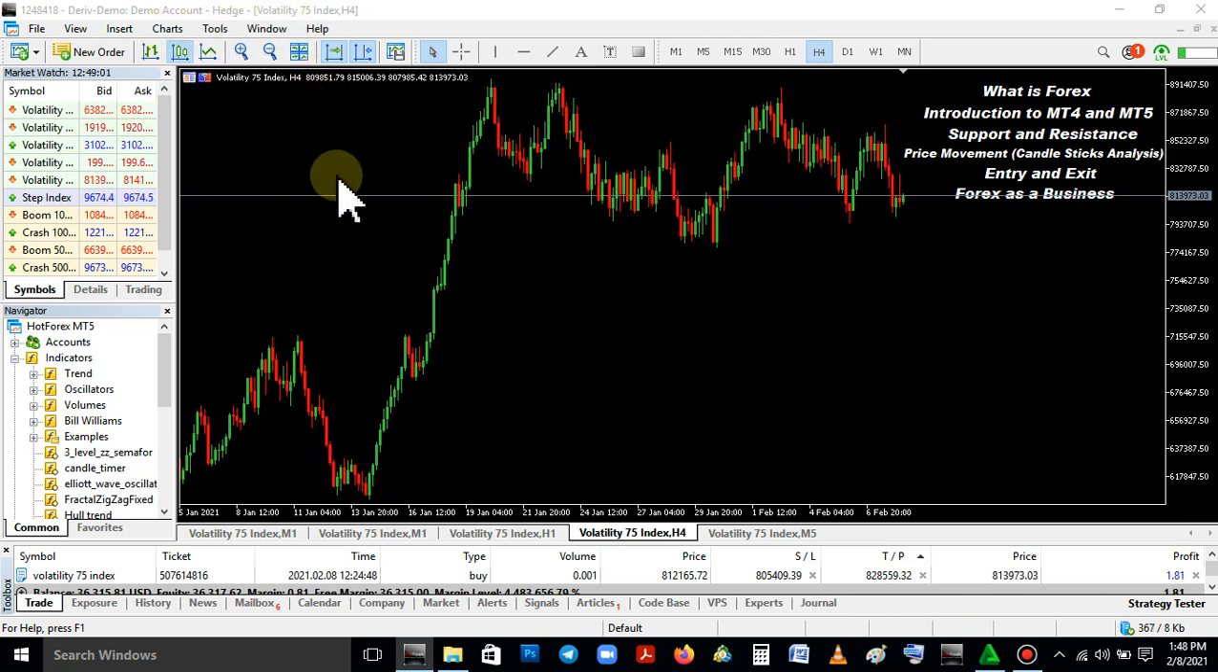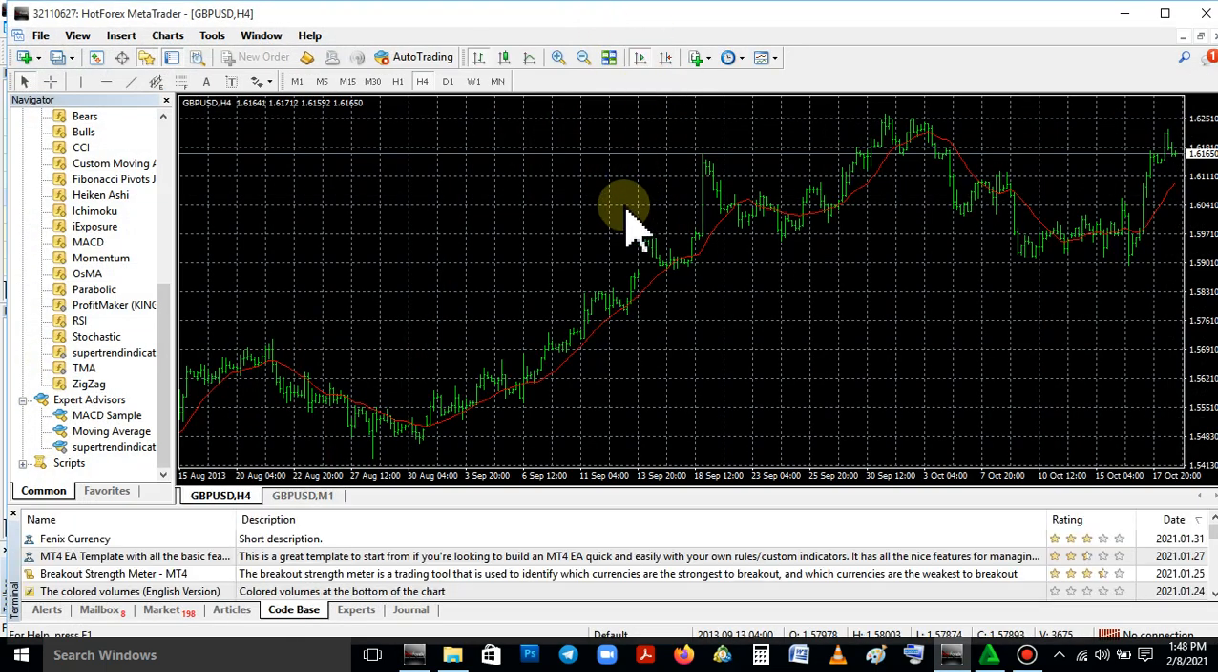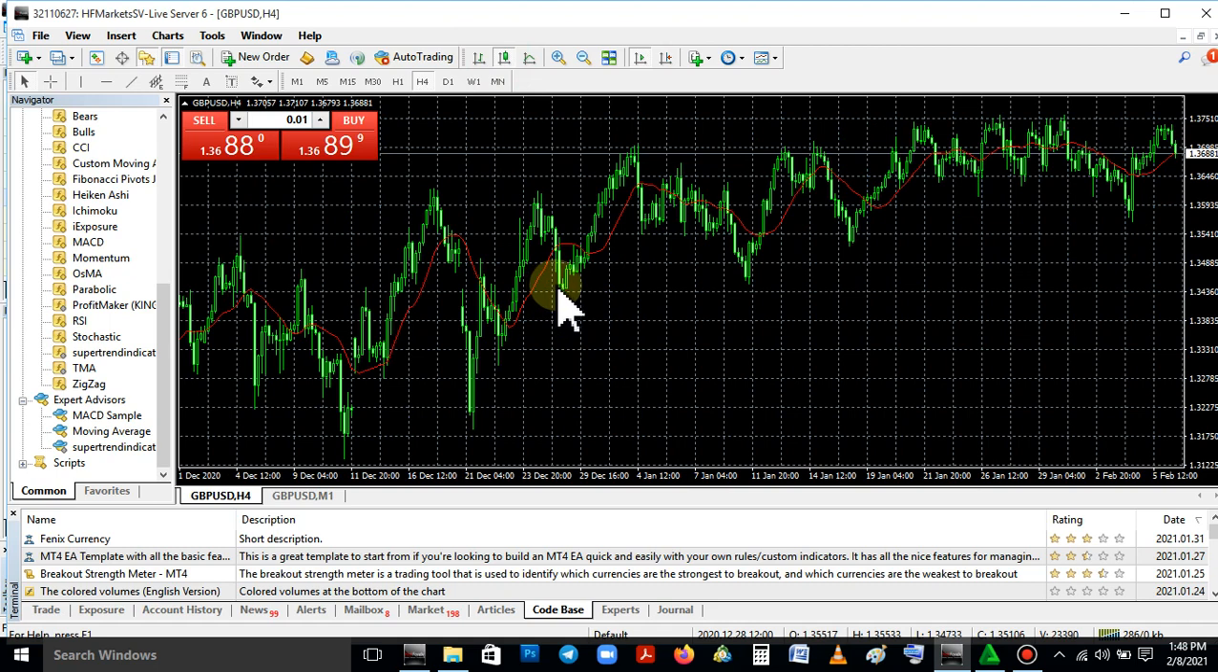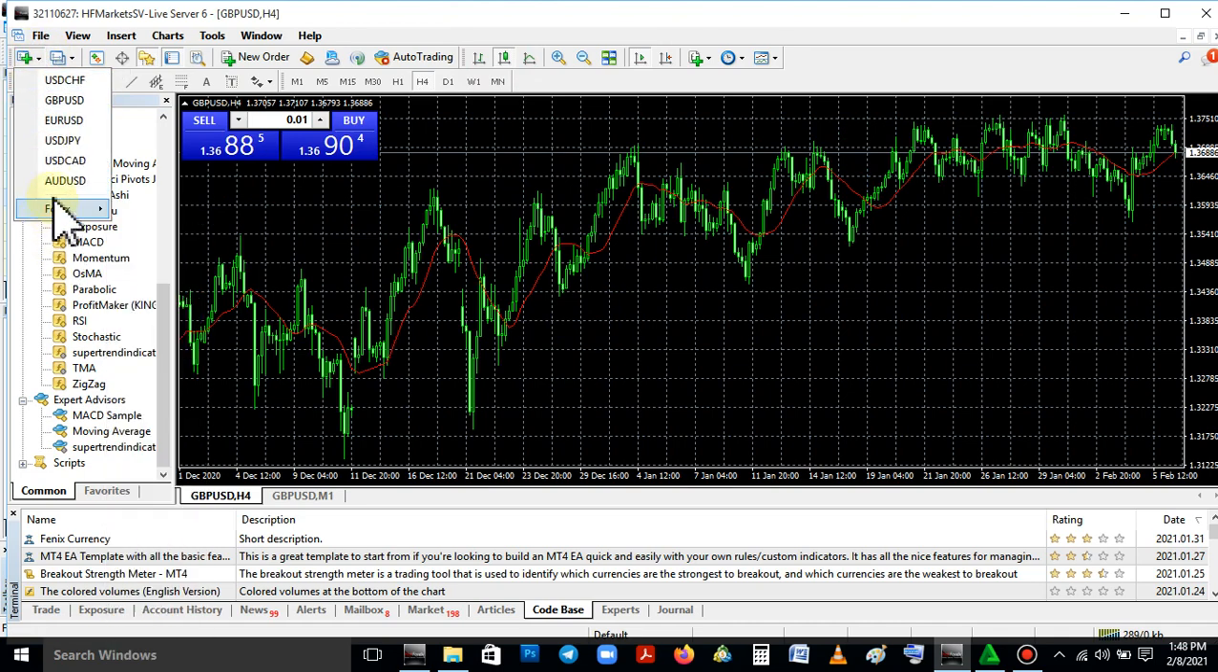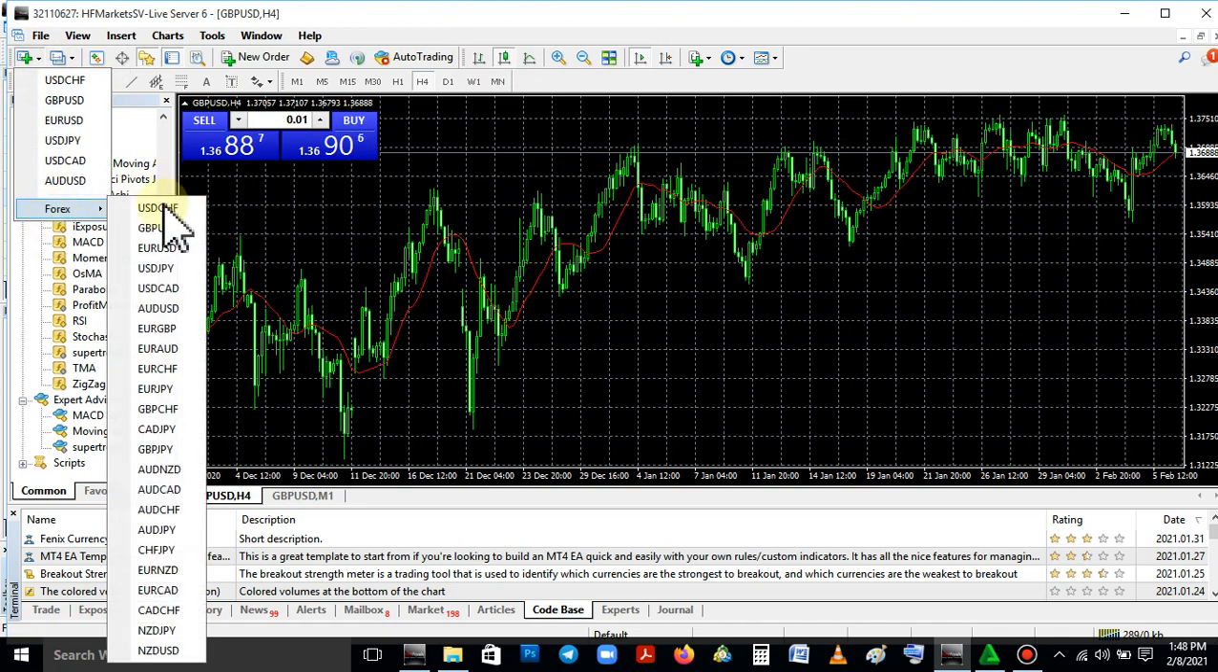And then I'm on my demo account now. This is your MetaTrader 4, or my MetaTrader 4. Are you getting me? It's the same thing. The only difference is in what you can do on both of them. When you come here, you see Forex, you see currency pairs: USD CHF, GBP USD, Euro USD, USD JPY, USD CAD, AUD USD. This is what you see here.